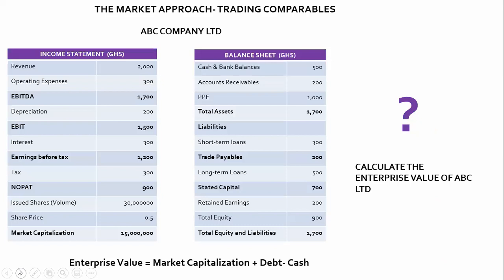Now, I want you to do this brief exercise for me. I would want you to calculate the enterprise value of ABC Company Limited based on the formula that I gave: market capitalization plus debt minus cash. And we've explained what this formula means. This is an income statement, and this is a balance sheet. Can someone quickly look through and help us calculate the enterprise value of ABC Limited? Anyone should try for us. Look out for the market capitalization, the debts, and the cash, reflecting on the income statement and the balance sheet.